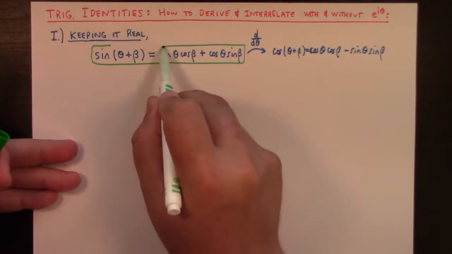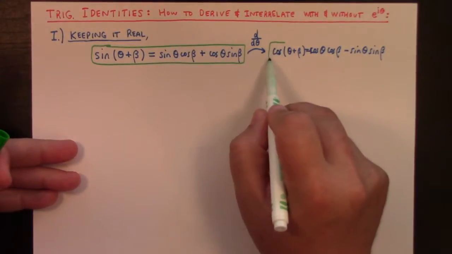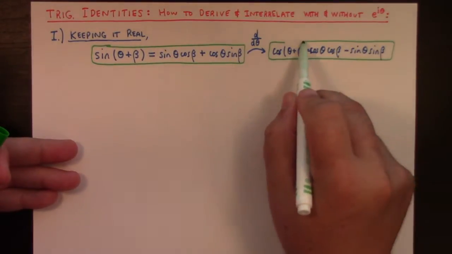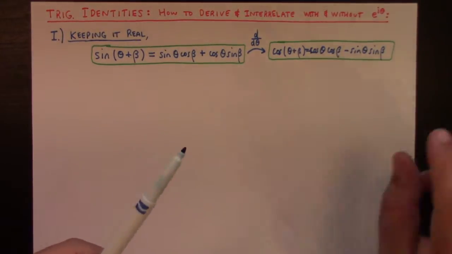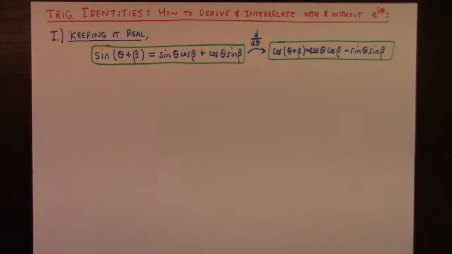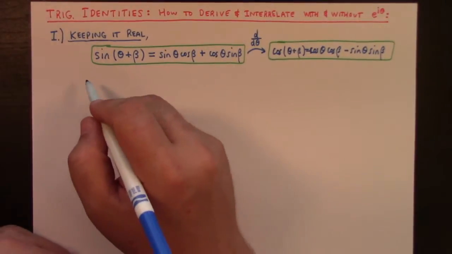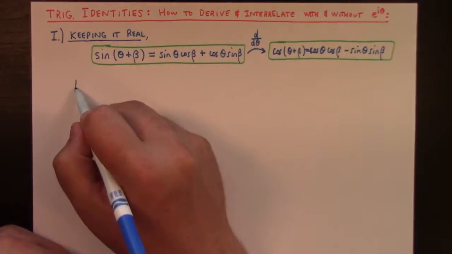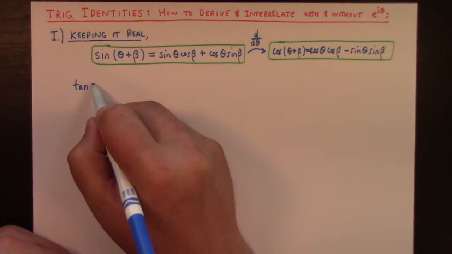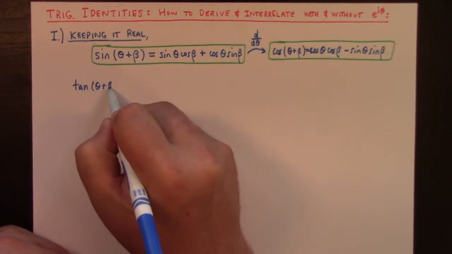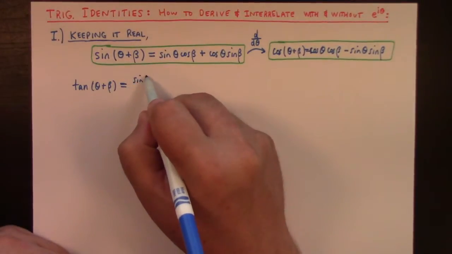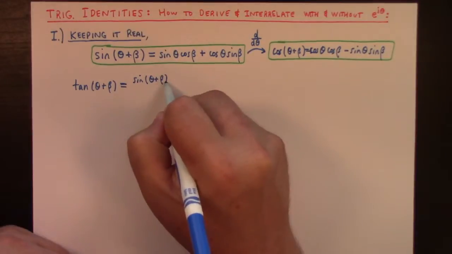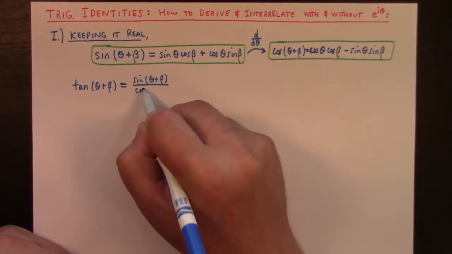Put a box around these. These are important. Now, if you know these, you can derive lots and lots of things from them. For example, one sort of obvious related thing would be the tangent of theta plus beta, right? So that would be sine of theta plus beta divided by cosine of theta plus beta.